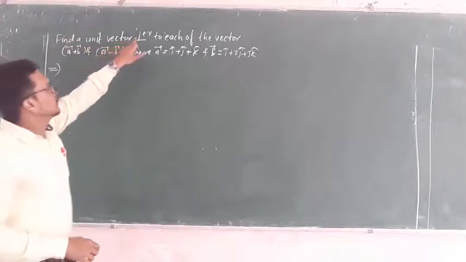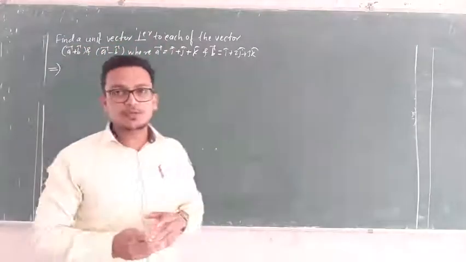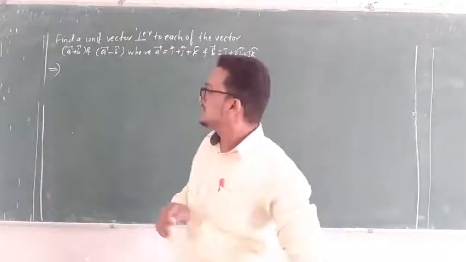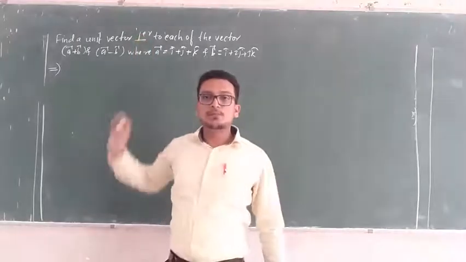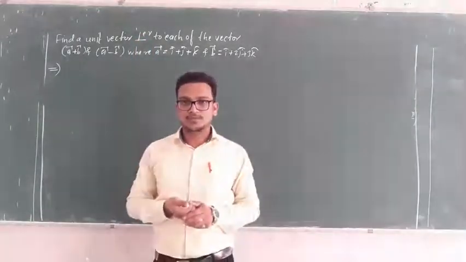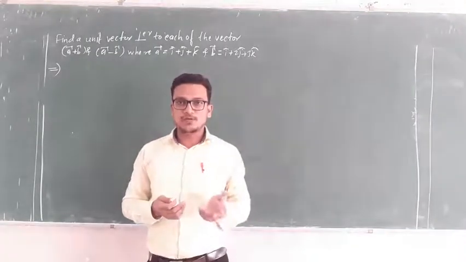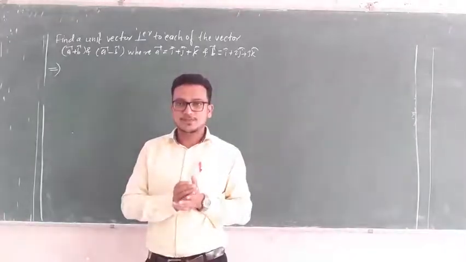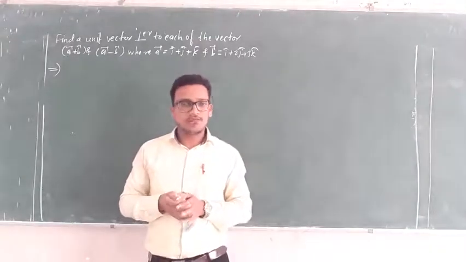In this problem, if you read the question, you have to find the unit vector perpendicular to each of the vectors. After reading this question, maximum students find a plus b and a minus b, and check them for perpendicularity. That means they check their dot product. But this problem is not of that type. It is not of the first type. This is of the second type, where we use the cross product or vector product.